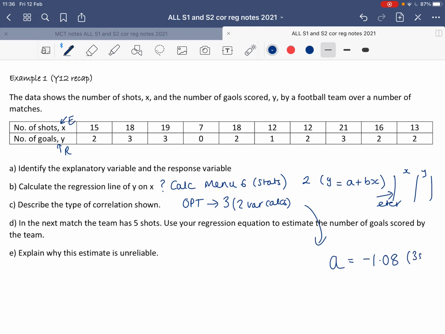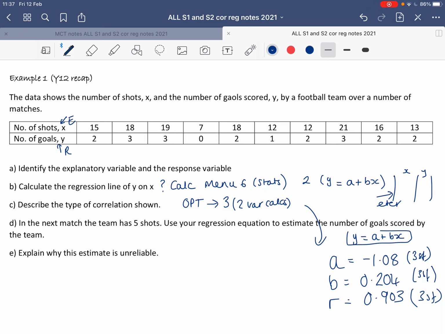So you'll get your A, which is minus that to 3 significant figures. You should be doing this. You'll get your B, which is 0.204. And you'll get your R value. I tend to just write them all down, just in case I come out of that menu and I don't want to type them again. And at the top of that screen, it does say y equals a plus bx. So that is there to remind you that that's the regression line.